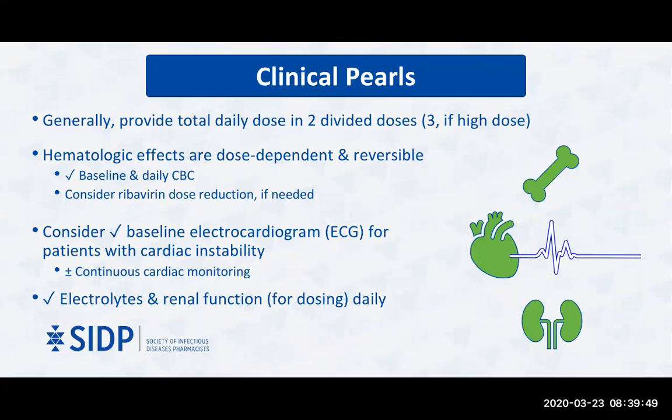Consider checking a baseline electrocardiogram or ECG for patients with cardiac instability, and continuous cardiac monitoring or telemetry for those same patients being started on ribavirin. And lastly, be sure to check your electrolytes, such as in the form of a basic metabolic panel, with the addition of things like calcium and magnesium to make sure that you don't have hypocalcemia or hypomagnesemia developing. And then you also need to monitor renal function daily, and that's specifically for dosing of the ribavirin, because about 1/3 of ribavirin is eliminated via the renal route. And so if the patient has renal dysfunction, we would have to dose reduce the ribavirin appropriately.